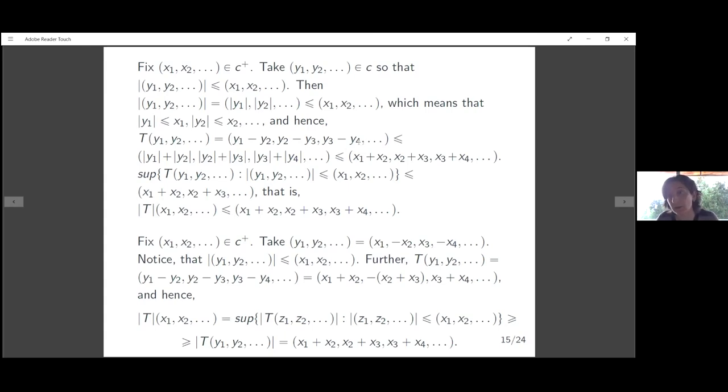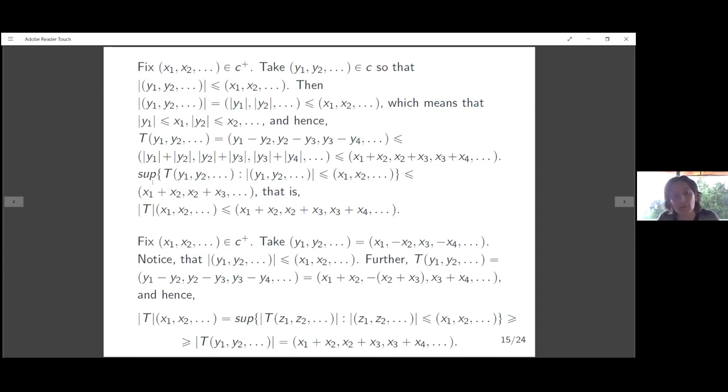And this, by the triangular inequality, of course, is less than modulus y1 plus modulus y2, plus modulus y3, etc. And this is less than or equal to x1 plus x2, x2 plus x3, etc. This is T applied on y. But y satisfies the requirement that modulus of y is less than or equal to x. So if we take the supremum over all those y's, this supremum is less than or equal to the sequence x1 plus x2, x2 plus x3, etc.